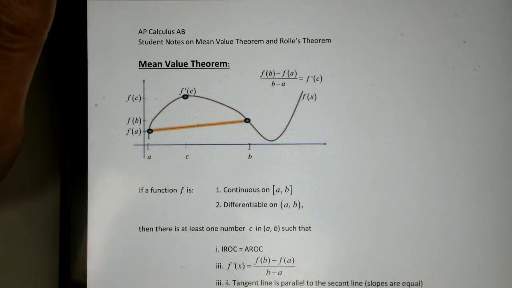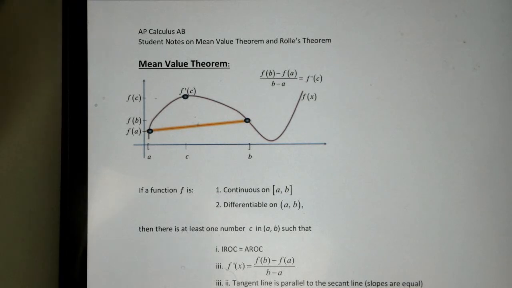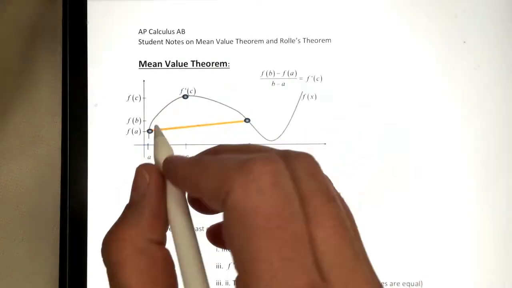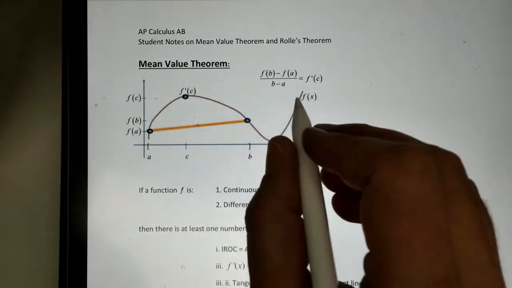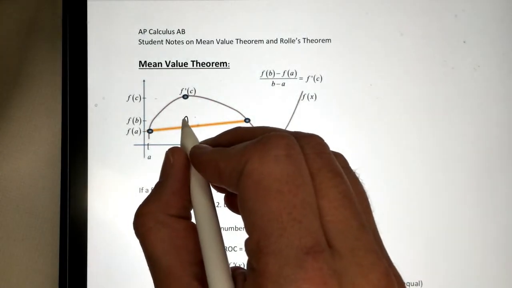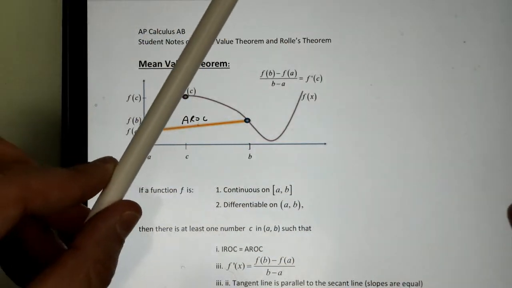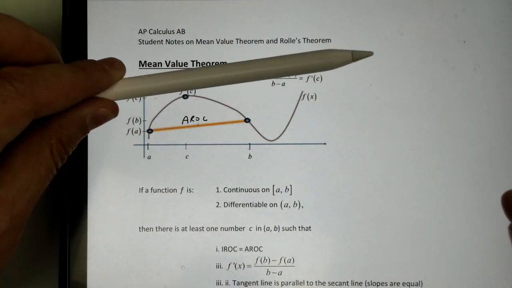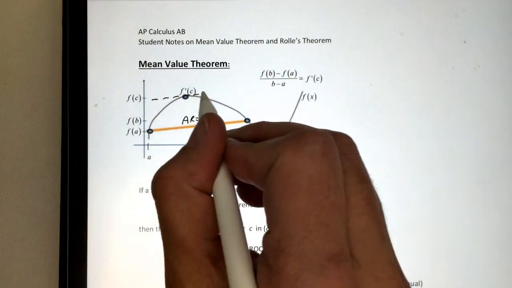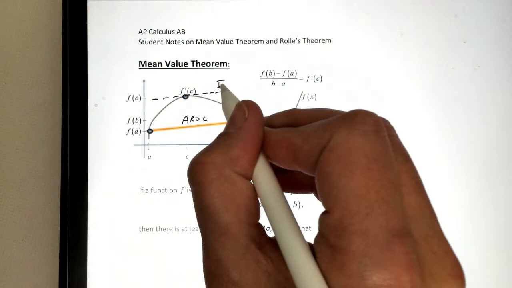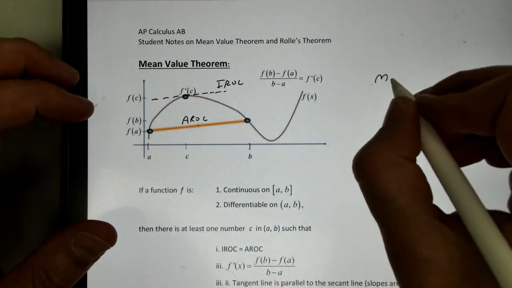Today we're going to take a look at the mean value theorem and Rolle's theorem. The mean value theorem is a theorem that we can use to show that if we know the average rate of change of a function between 2 points, then somewhere on that graph we know the instantaneous rate of change has to be the exact same. So that's what the MVT says.